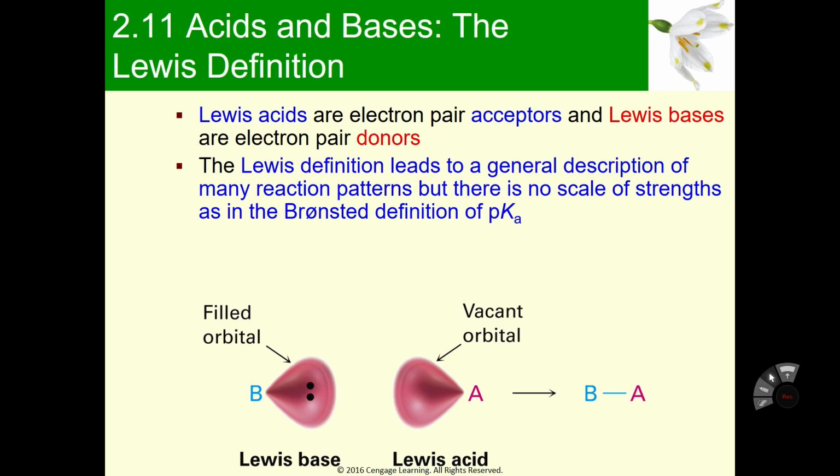Okay, so we can easily understand the definition of Lewis acid and base based on the concept of orbitals, whether they are filled non-bonding orbitals, or whether they have vacant empty orbitals. Vacant empty orbitals will accept electrons, so it will behave as an acid. Non-bonding electrons in the non-bonding orbitals will donate electrons and behave as a base.